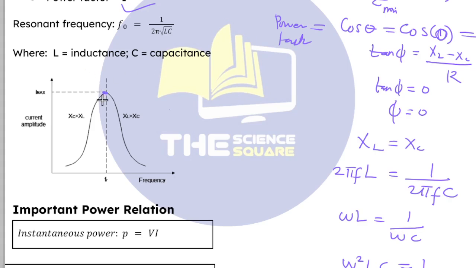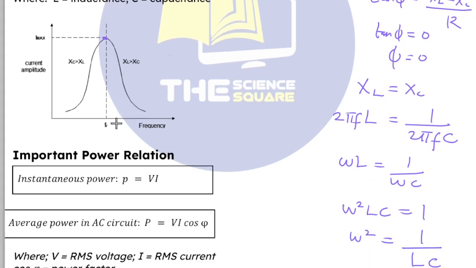So in a case like this ascending part of the graph, it occurs when XC is greater than XL. Okay, and at this other side, the right hand side here, it occurs where XL is greater than what? Is greater than XC. So take note of that difference and take note of the graph.